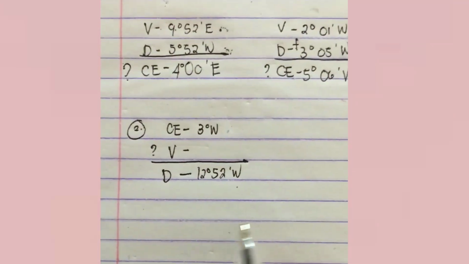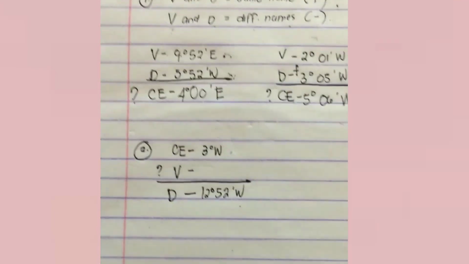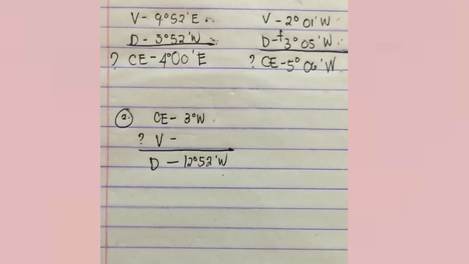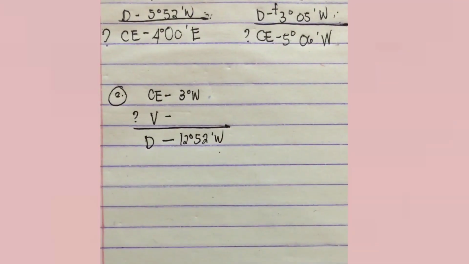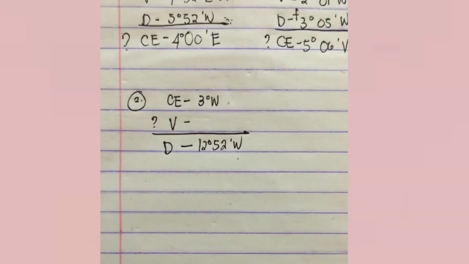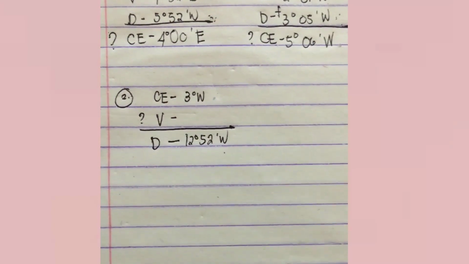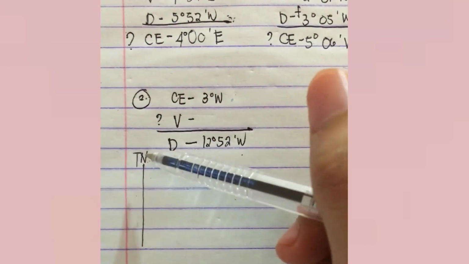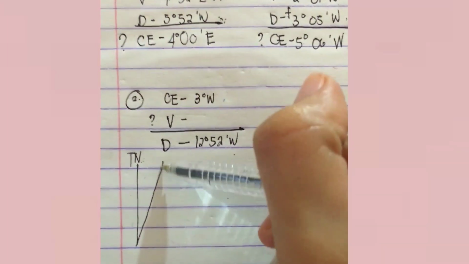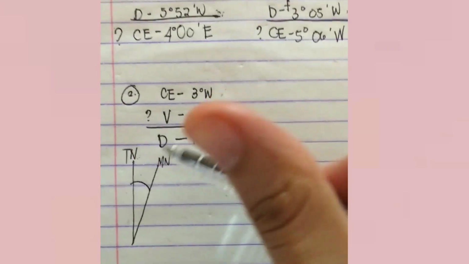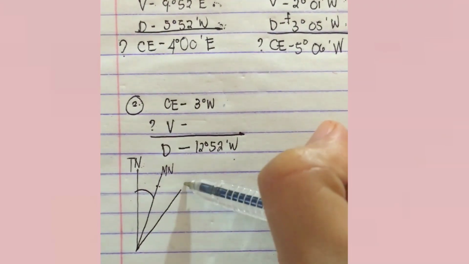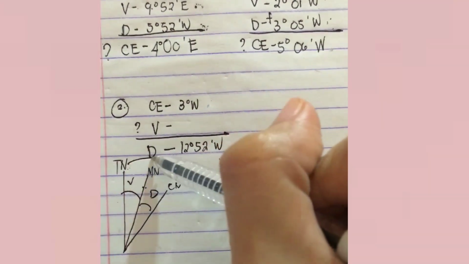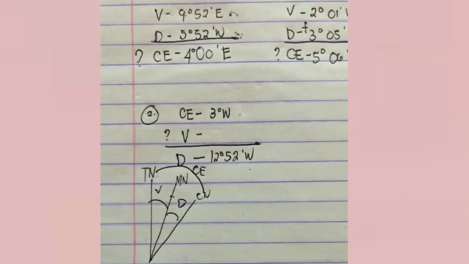This time, we cannot apply this rule anymore. In order for us to calculate this easily, we should illustrate. First, I will show you the illustration of our variation, deviation, and compass error. As we all know, true north to magnetic north is our variation, magnetic north to compass north is what we call the deviation, and the angle from true north to compass north is what we call the compass error.